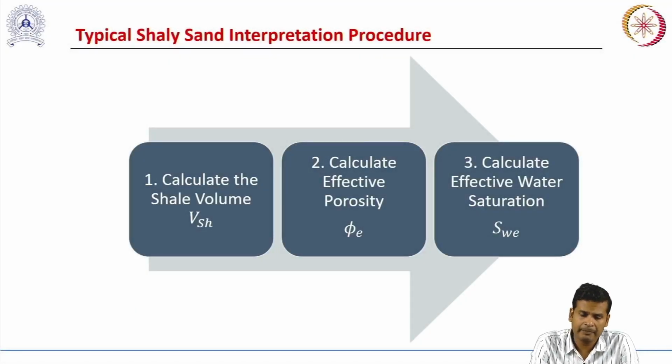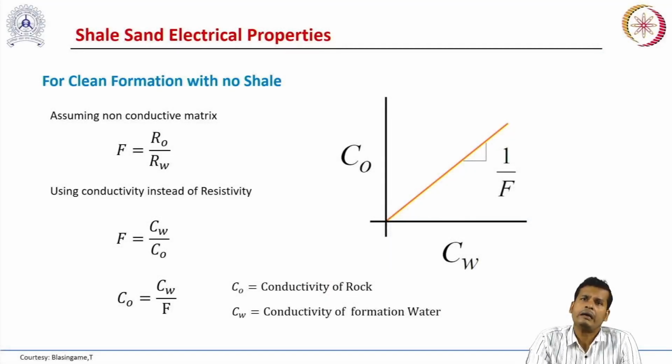So the first step in the clayey sand analysis, that is the shale volume calculation, and the effective porosity calculation, that is the second step, have already been discussed. Now the third step, that is the effective water saturation calculation, will be discussed from the resistivity log data. We know that the shale can provide excess conductivity, due to which the overall conductivity of the formation can increase, and if you use the Archie equation we are going to overestimate the formation water saturation. This part we have already discussed in the last lecture.